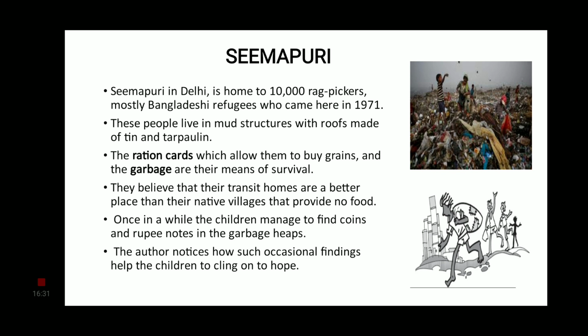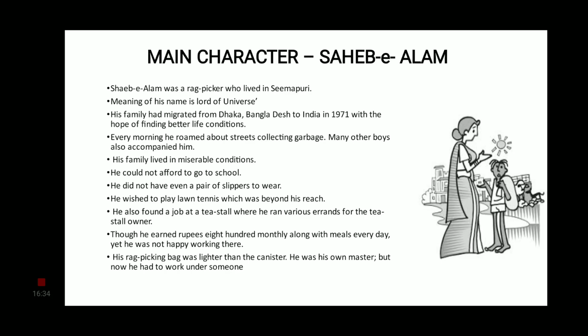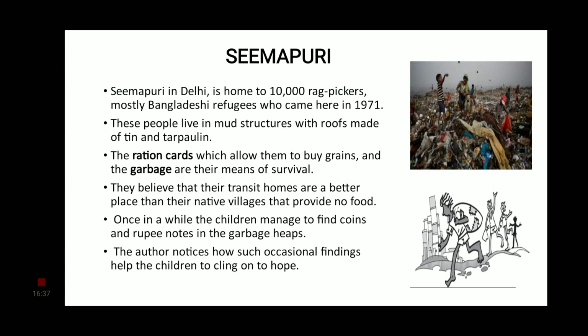Once in a while, the children manage to find coins and rupee notes in the garbage heap. Sometimes they find a 1 rupee or 10 rupee note or coin. They become very happy. It is just like gold to them. The author notices how such occasional findings help the children to cling on to hope. When they find 1 rupee, they have hope, and they start scrounging the garbage so that they may find one or other coin over there.